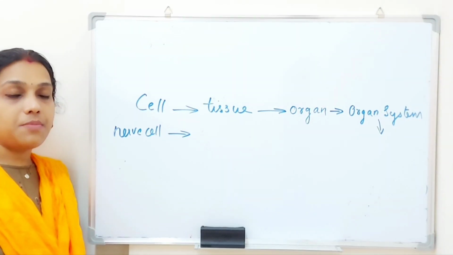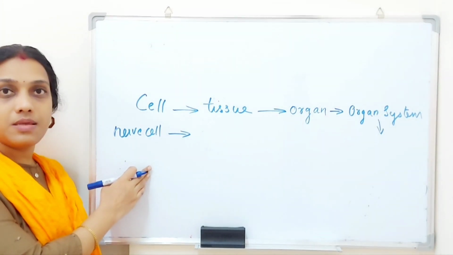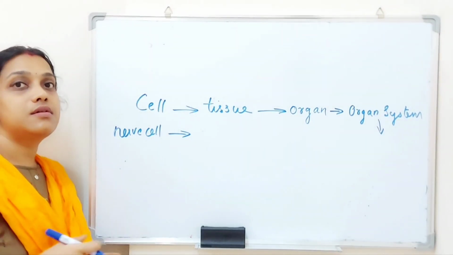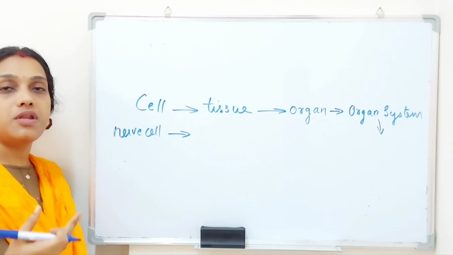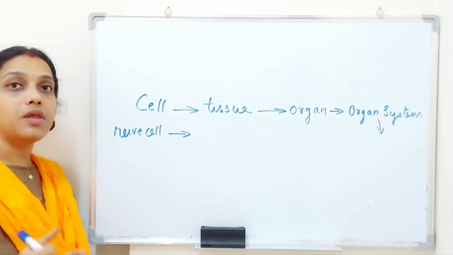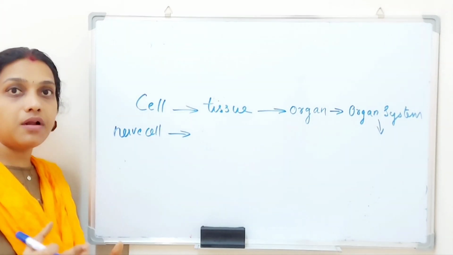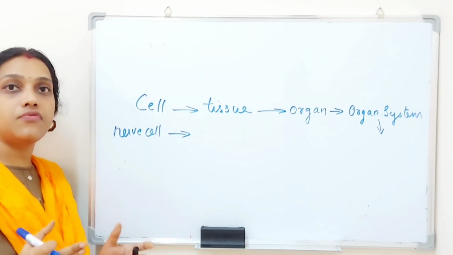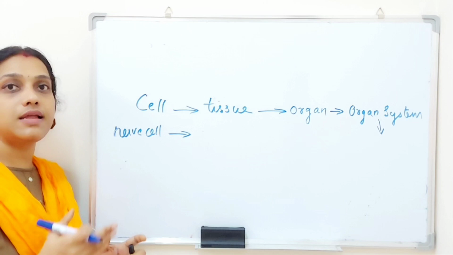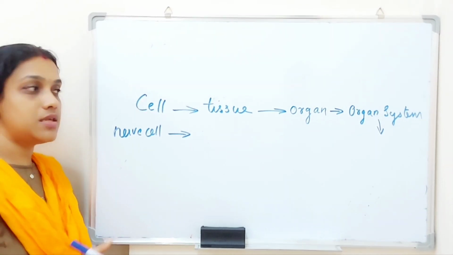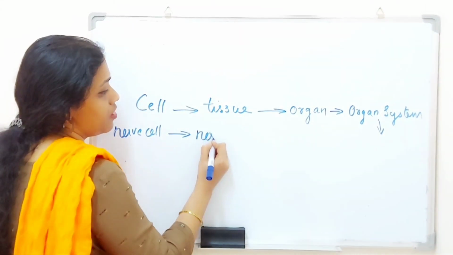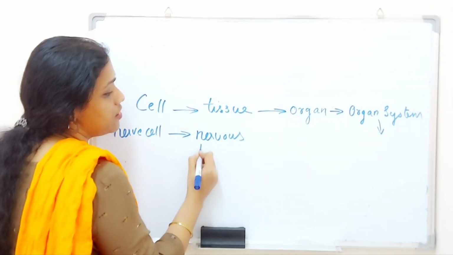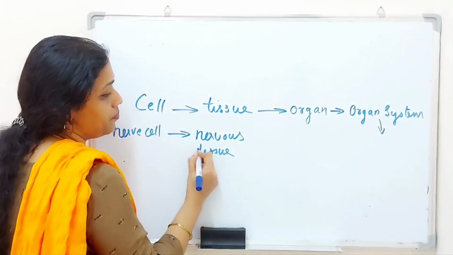Let me explain with an example. Nerve cell. Nerve cell is a basic cell. So nerve cells will be undergoing so many divisions and a mass of cells will be formed. Now these cells will be assembled and go to the next stage of development, that is the formation of tissue. From the nerve cell, which tissue will be developing? It is the nervous tissue. So from nerve cells, nervous tissue is developing.